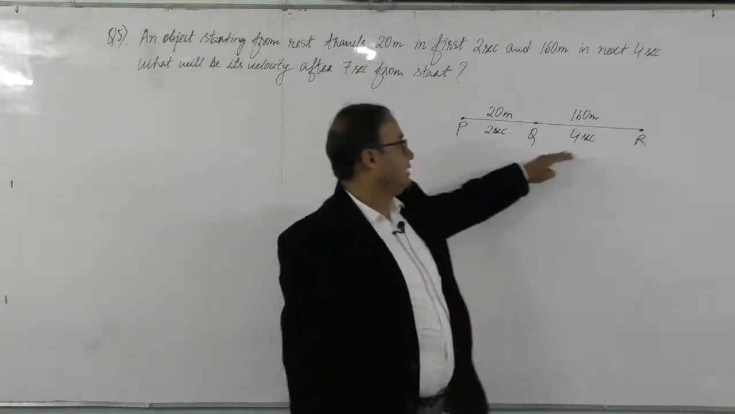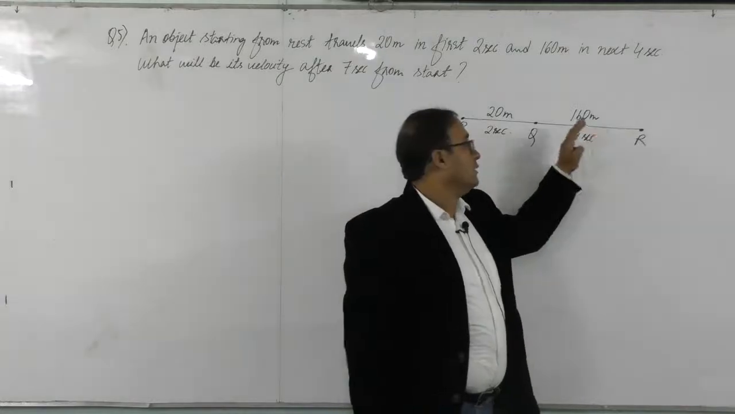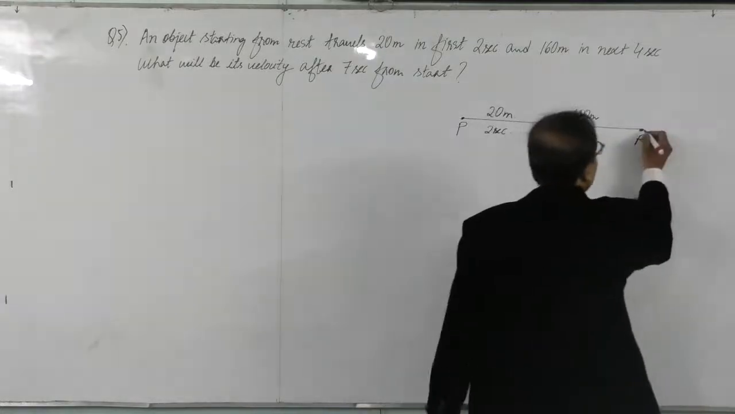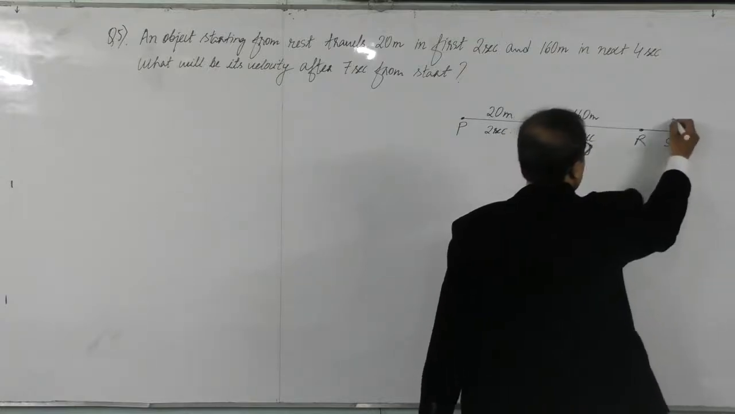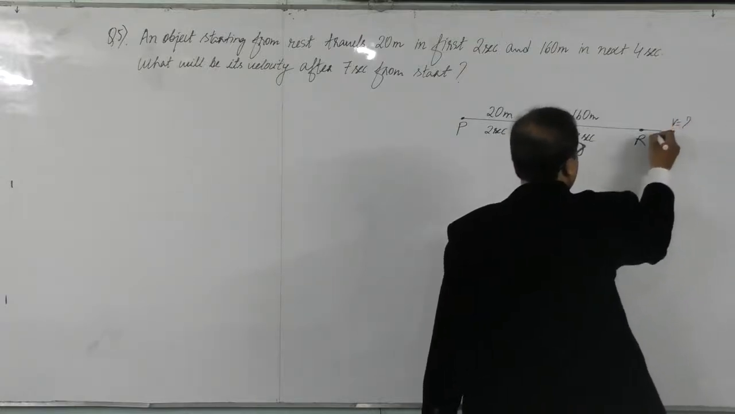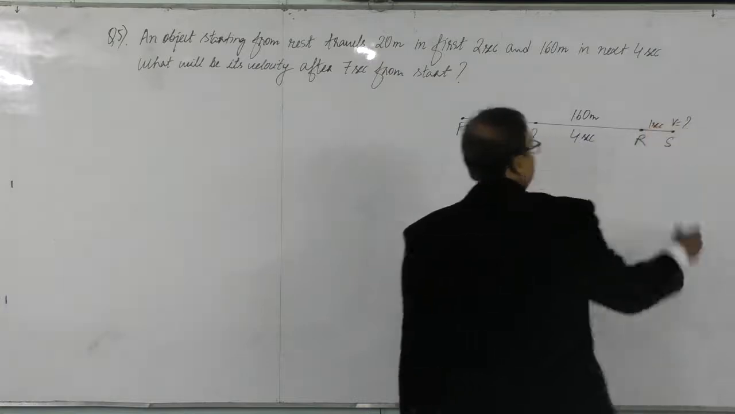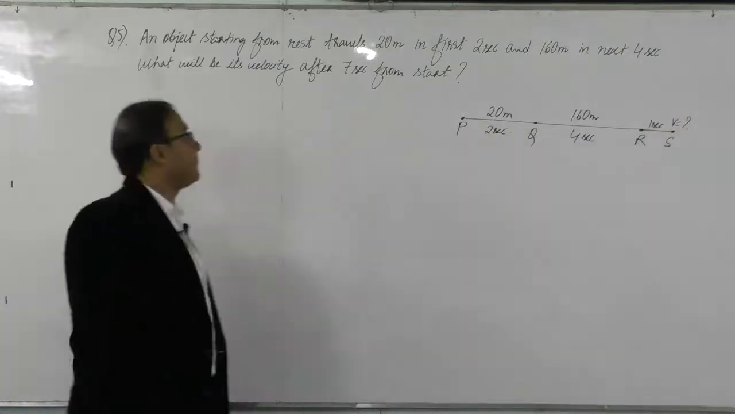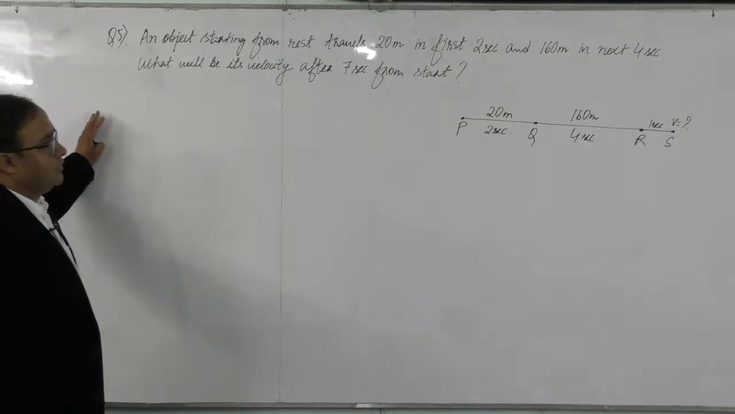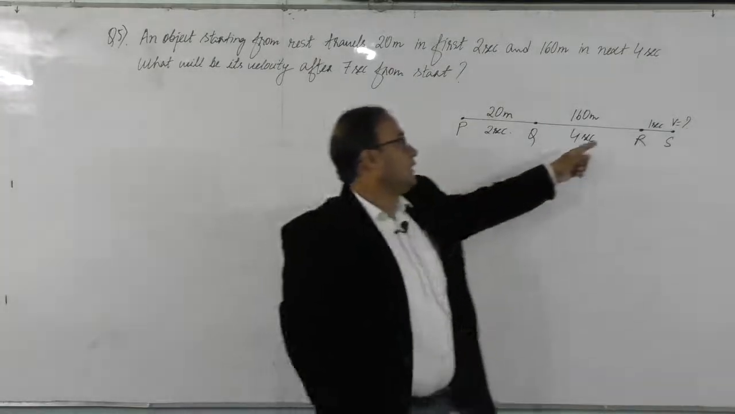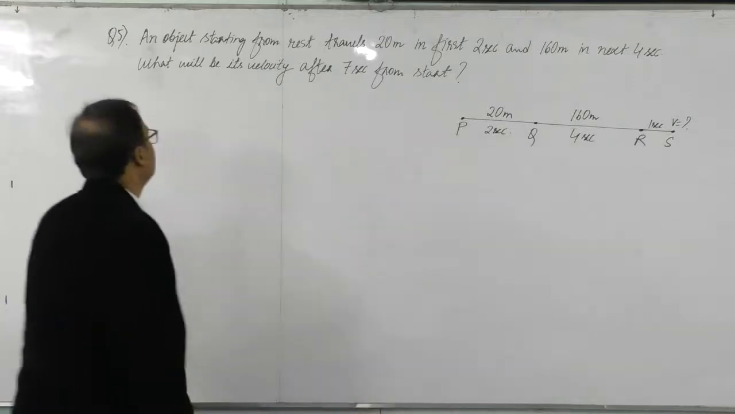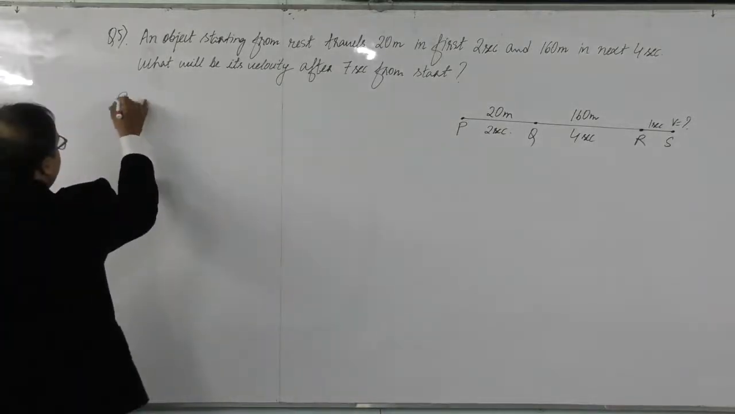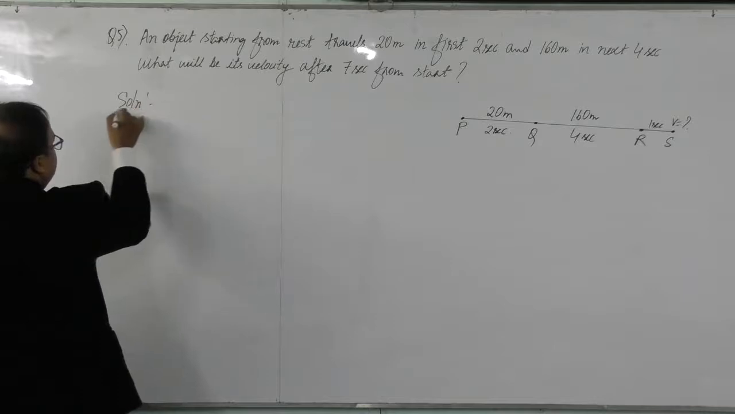So 2 seconds plus 4 seconds is 6 seconds, and 1 more second. So we have to find its velocity here. 1 second more timing is required, so total will be 7 seconds. So we have to find out the velocity at this point. Try to understand the solution also.